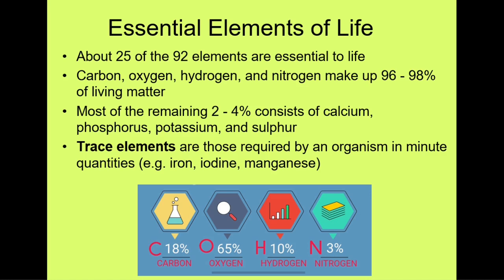most life is made up of about 20 to 25% of the 92 naturally occurring elements. Humans are made up of 25 of those elements. Mostly we are carbon, oxygen, hydrogen, and nitrogen. The remaining is calcium, phosphorus, potassium, and sulfur. And then we also get a small amount of trace elements as well.